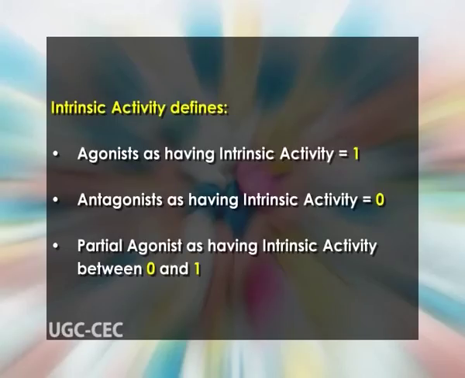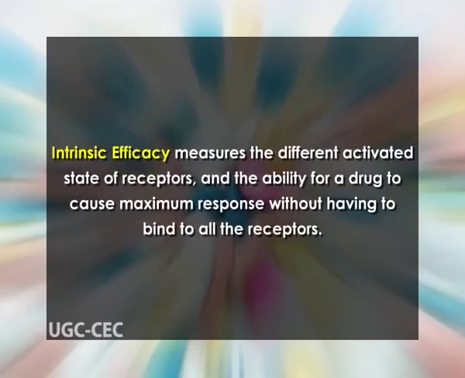The other terms used to measure the ability of a drug to trigger a response are: number first, intrinsic activity, which defines agonists as having intrinsic activity equal to 1. Number second, antagonists as having intrinsic activity equal to 0 and partial agonists as having intrinsic activity between 0 and 1. Intrinsic efficacy also measures the different activated states of receptors and the ability of a drug to cause maximum response without having to bind to all the receptors.